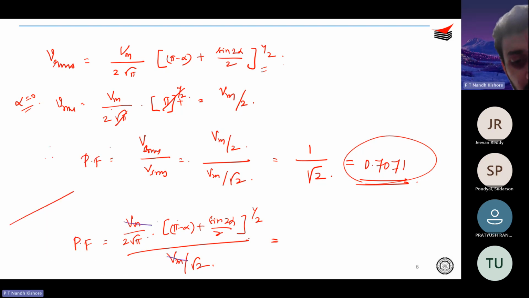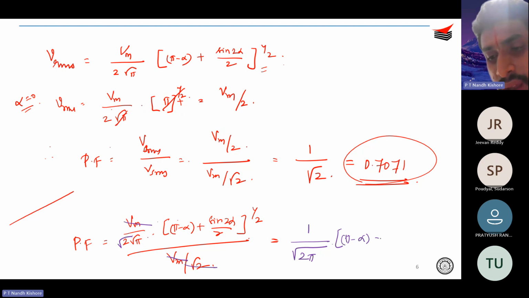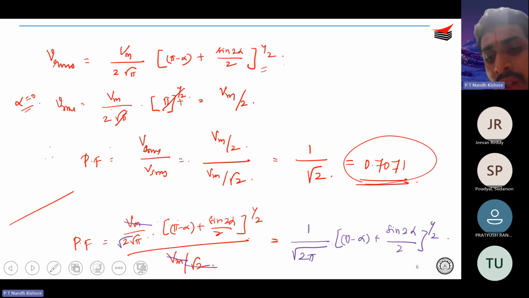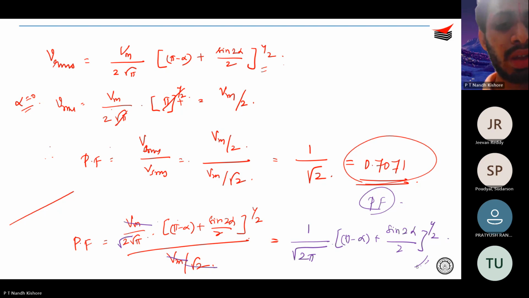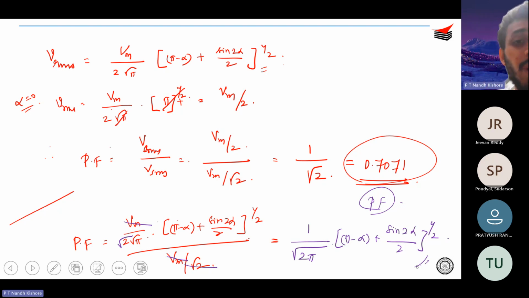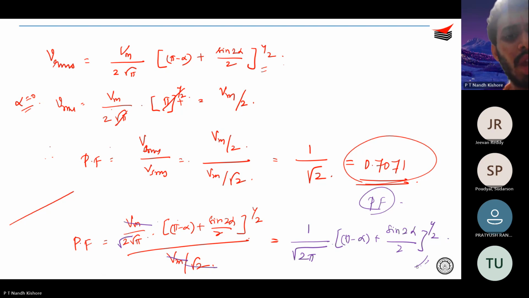So Vm and Vm get cancelled, right? And then this root 2 cuts over here. So what you end up with is 1 by root 2 pi into root over pi minus alpha plus sine 2 alpha by 2. So for any other thyristor circuit with a resistive load, this will be your power factor. Okay. So please do understand what the impact of a thyristor or a diode can be, right?